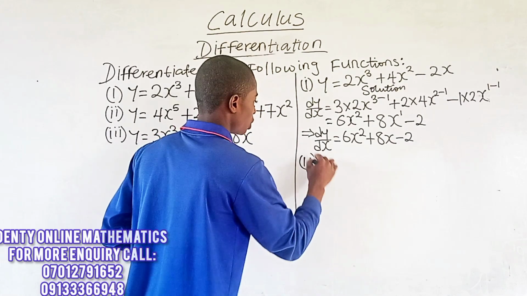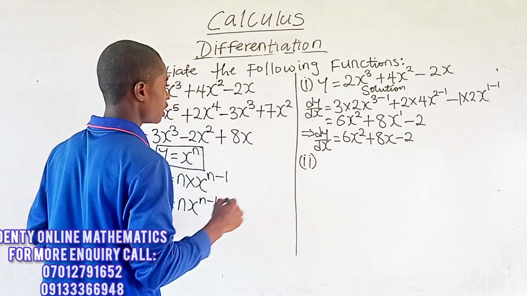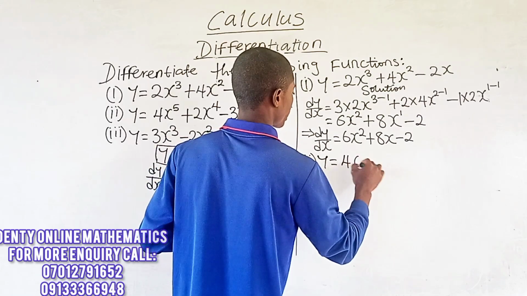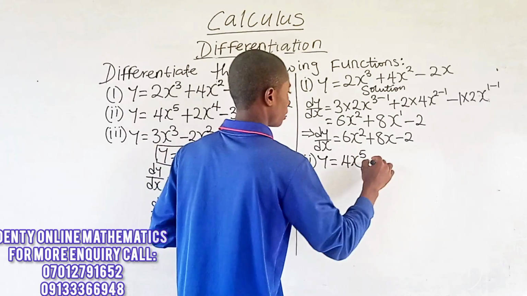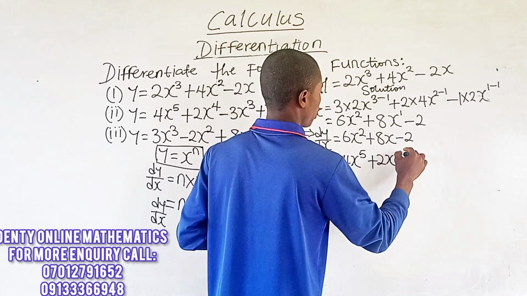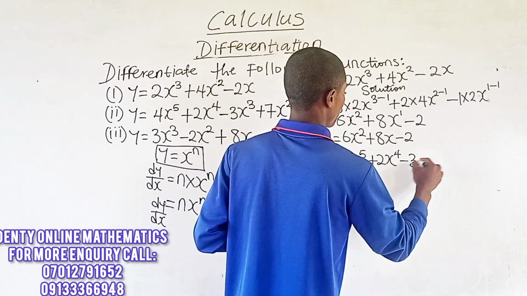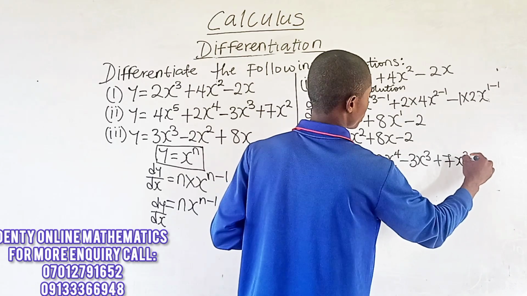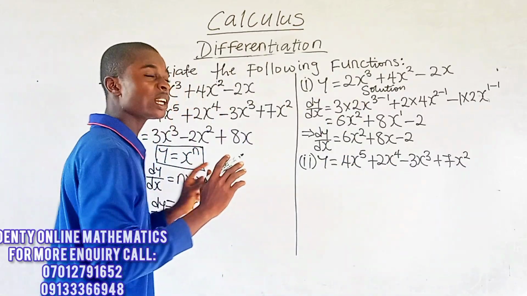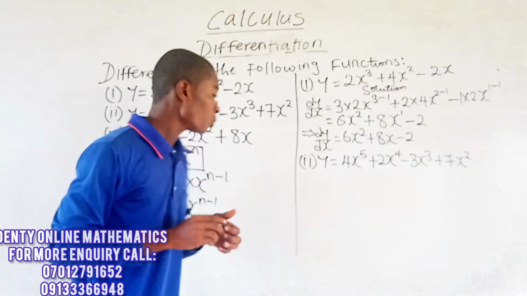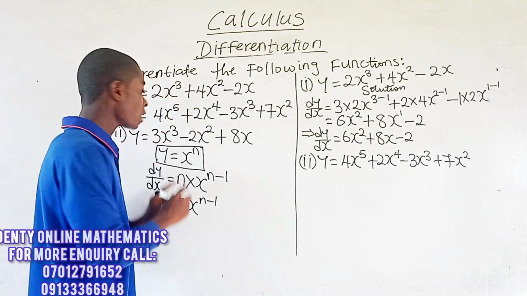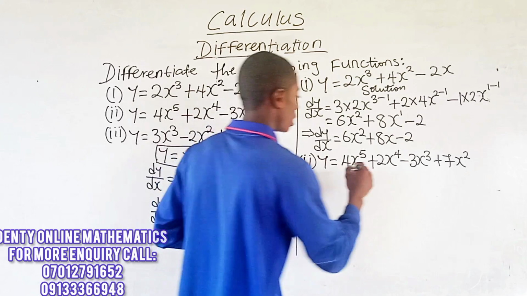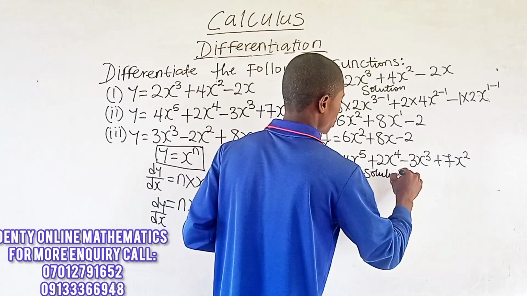This is the second question we have here. The second question we have here is y equal to 4x power 5 plus 2x power 4 minus 3x power 3 plus 7x squared. Now remember, we are not doing anything different here. We are using only this rule. If we are using just this rule and this rule alone, that's what we are using to solve this. So now bringing this down as our solution.